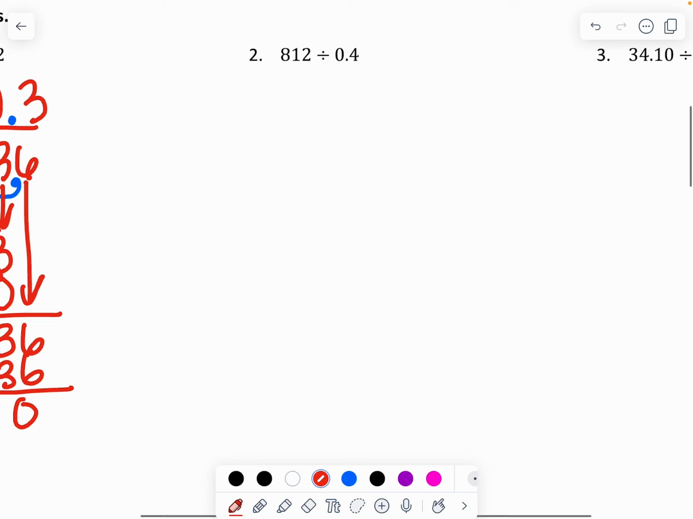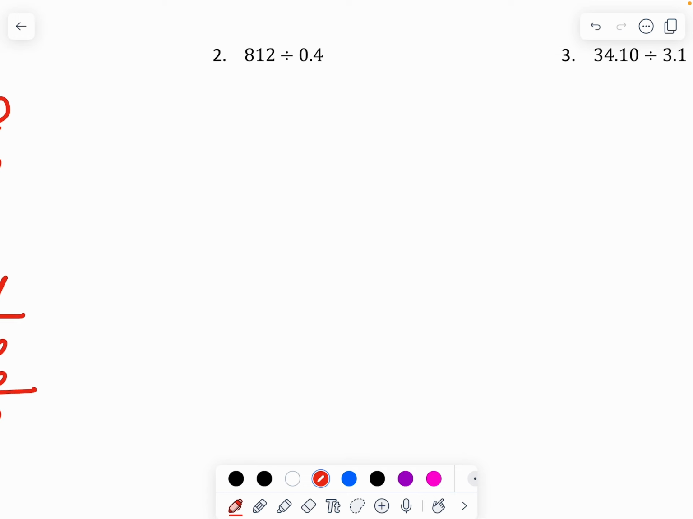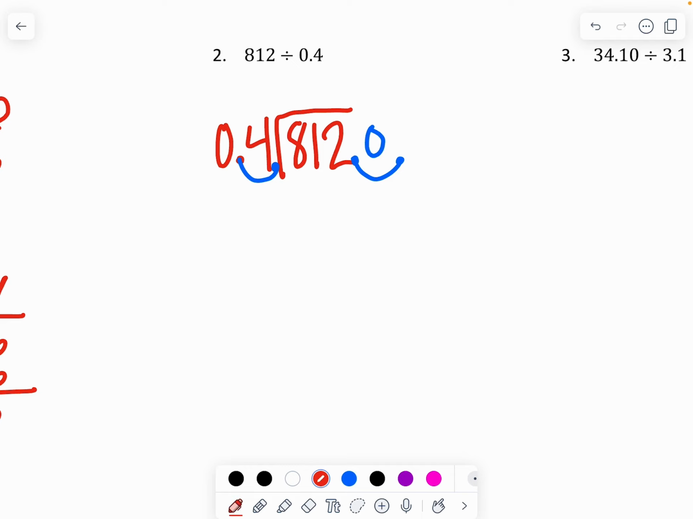So on this next one, 812 divided by 4 tenths. So my first step is I have to move my decimal point. So I'm going to move it one to the right so that 4 tenths becomes 4. Now remember, 812 has a decimal point at the end, and I'm going to need to move it once to the right and add a 0. And then I move my decimal point straight up in the new spot. So now this is 8,120 divided by 4 is what I'm dividing now.